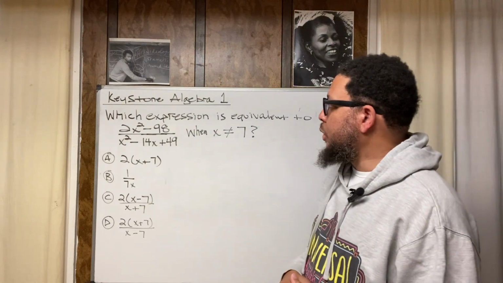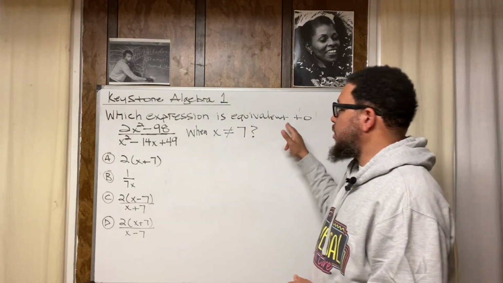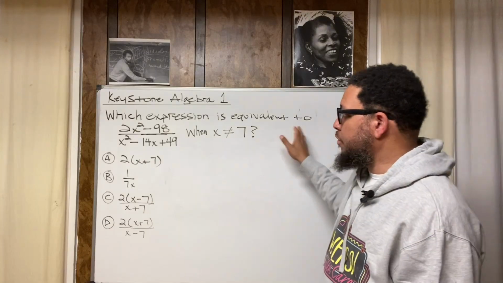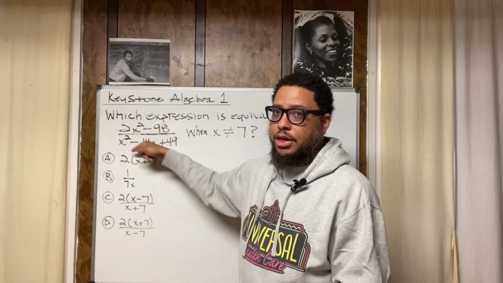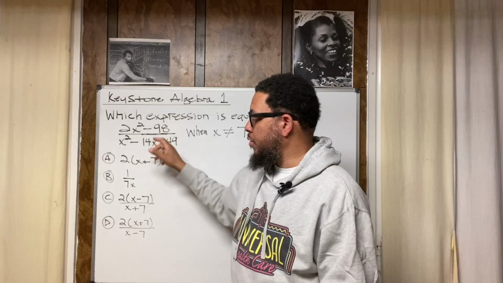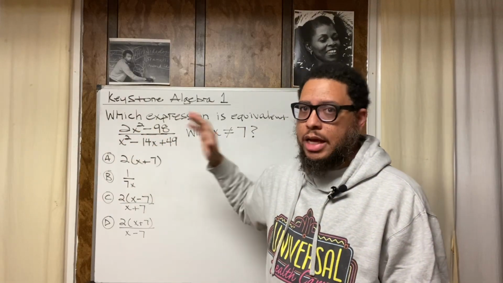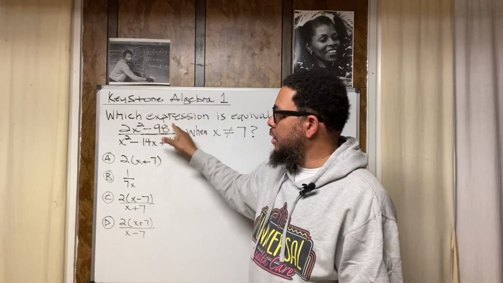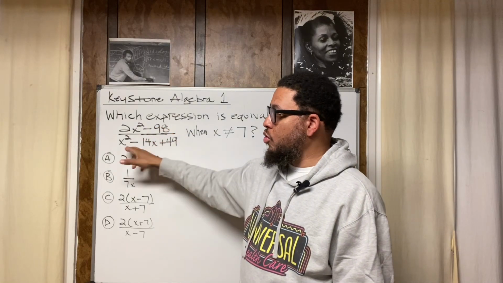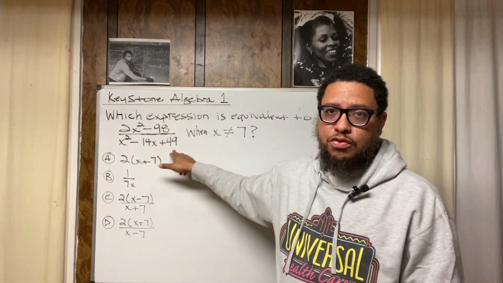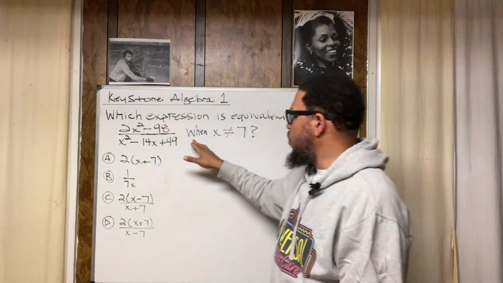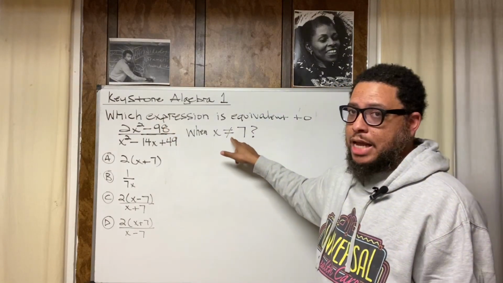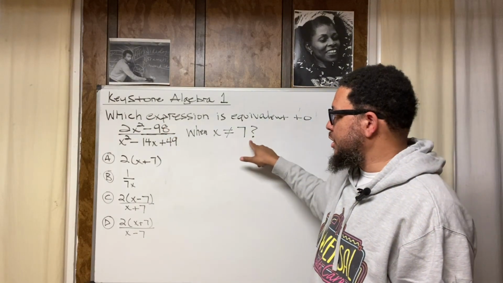It says, which expression is equivalent, that's an important word, equivalent to this fraction right here. This is a fraction. That's a fraction bar, right? No matter how complex it looks, at the end of the day, it's still a fraction. 2x squared minus 98 over x squared minus 14x plus 49, right? That's the fraction. When x, this symbol means is not equal to, when x is not equal to 7.